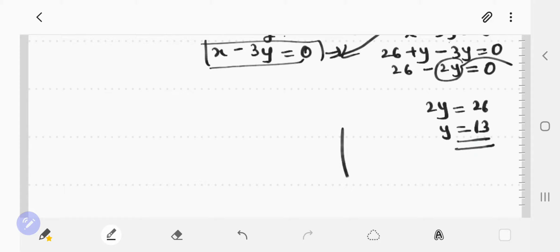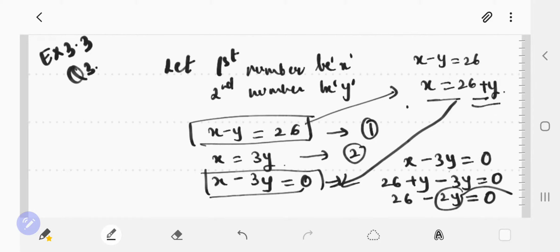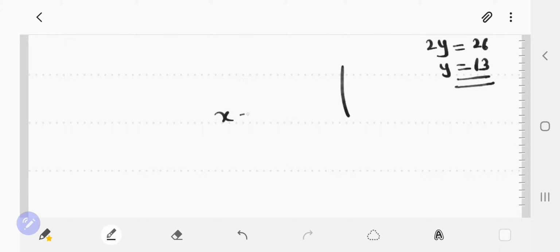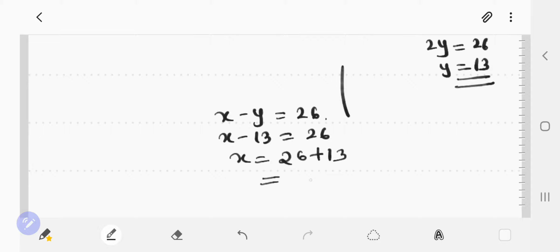Once you have got the value of y as 13, you have to put it in any one equation. You can put it in x minus y is equal to 26. So y is 13, so x will be 26 plus 13, that is 39. So you got two values. Is that clear? Okay.